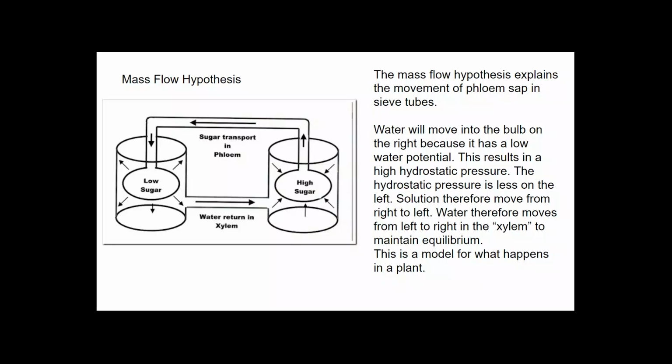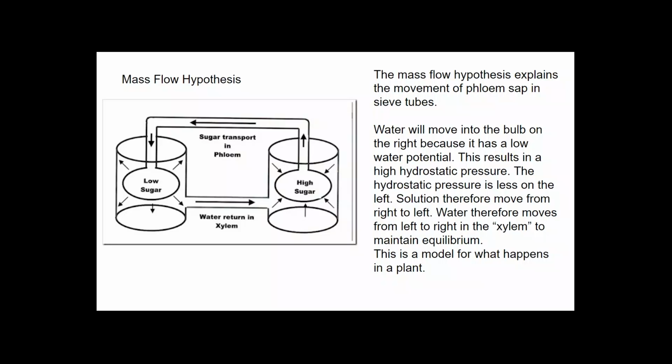Of course, in such a system, the system would quickly stop working because it reached an equilibrium. But in a plant, you're having a continuous supply of sugar, so sugar is continuously made, and therefore there's a very low water potential here all the time. Well, during the daytime anyway. So we have a continuous movement of water in this direction. So water will move into the bulb on the right because it has a low water potential. This results in a high hydrostatic pressure. The hydrostatic pressure is less on the left.